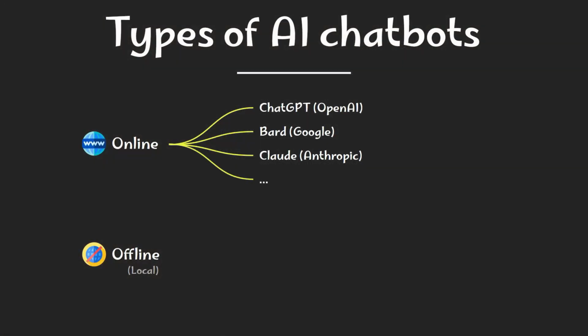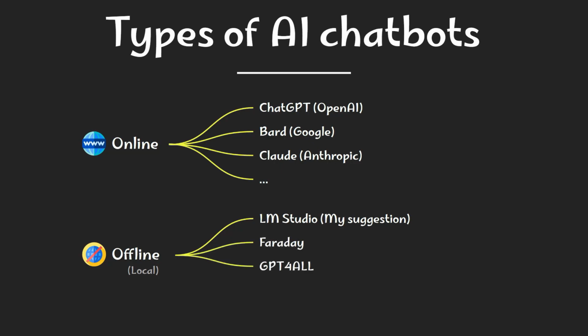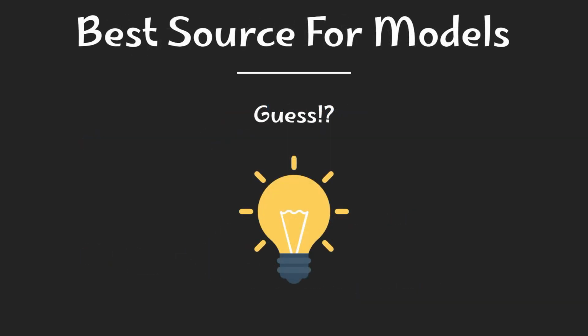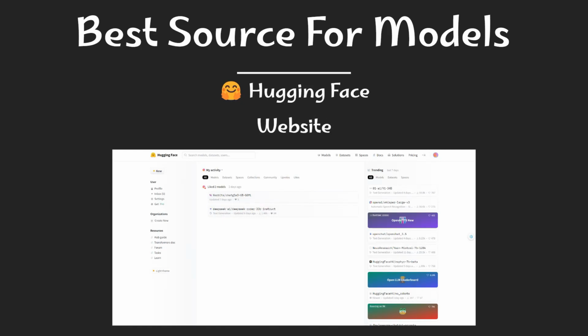Websites provide information about other types. In the local section, specific programs are needed to run models, including LM Studio, Faraday, GPT4All, and text generation web UI. Additional software can be found through searching. Best source for downloading AI models. The Hugging Face website is the recommended platform for finding various open source AI models.